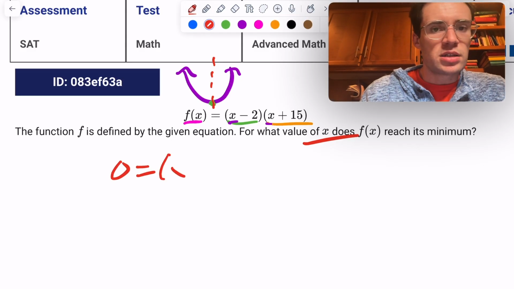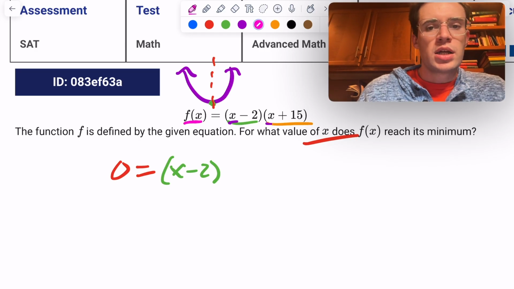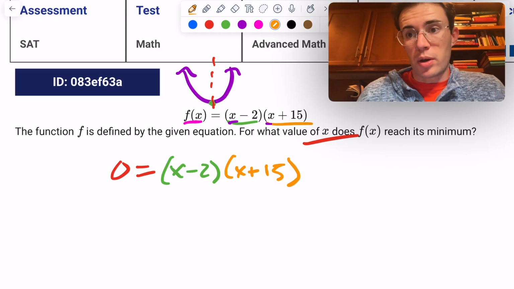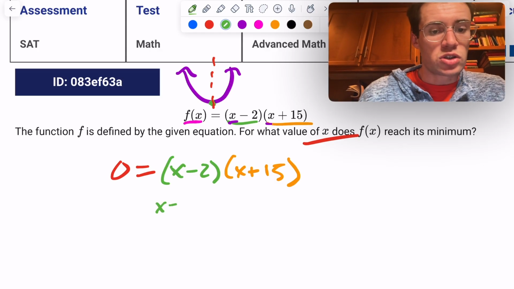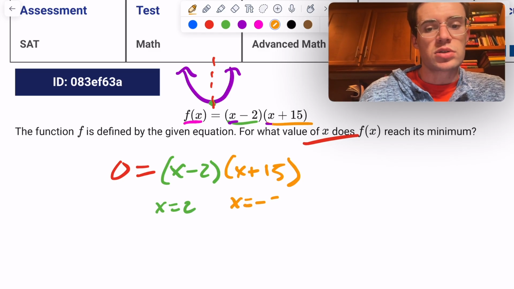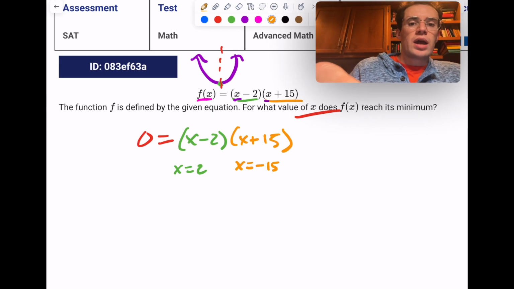When we set f of x equal to 0, 0 equals the quantity x minus 2 times the quantity x plus 15. And then you're multiplying two numbers. The product is 0, so one of those numbers is 0. So either x minus 2 is 0, which is true when x equals 2, or x plus 15 equals 0, which is true when x equals negative 15. So those are our two zeros, 2 and negative 15.